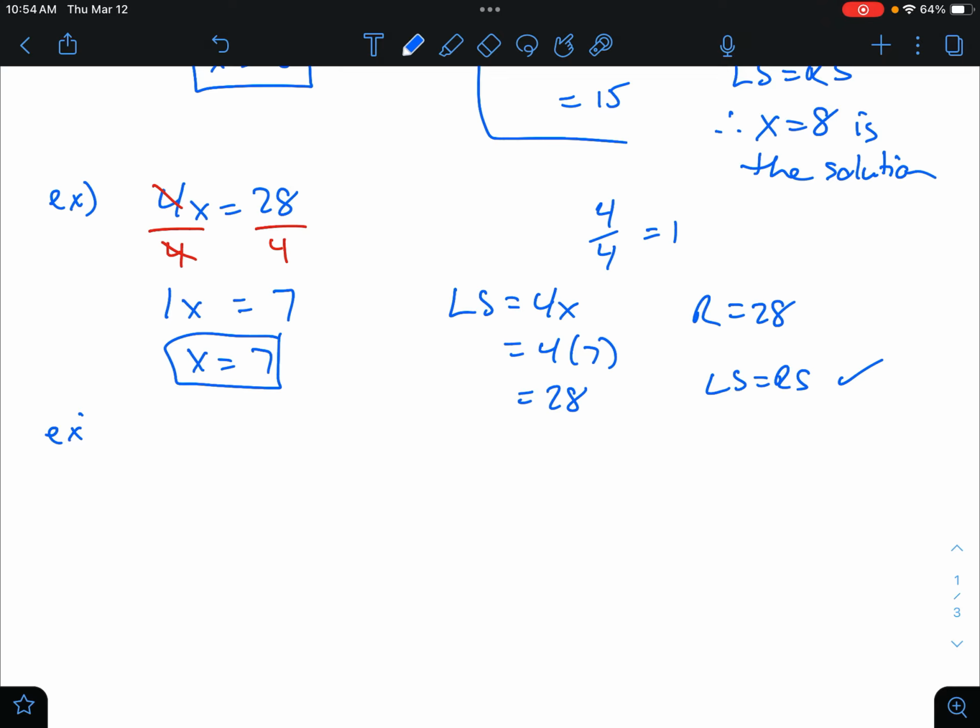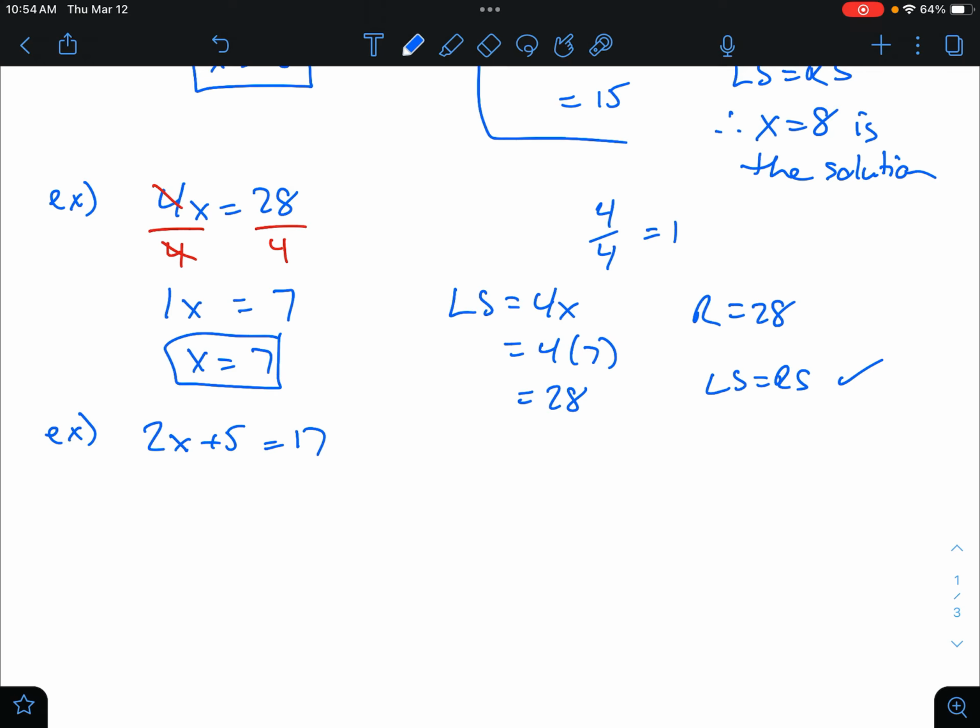Now, let's do one that's a bit more complicated. So we're going to have 2 steps in this one instead. So let's say we have 2x plus 5 equals 17. So this thing here, we've got two issues here. We've got that 5 to get rid of and a 2 in front of the x. So what we're going to do is we're going to do this in 2 steps.